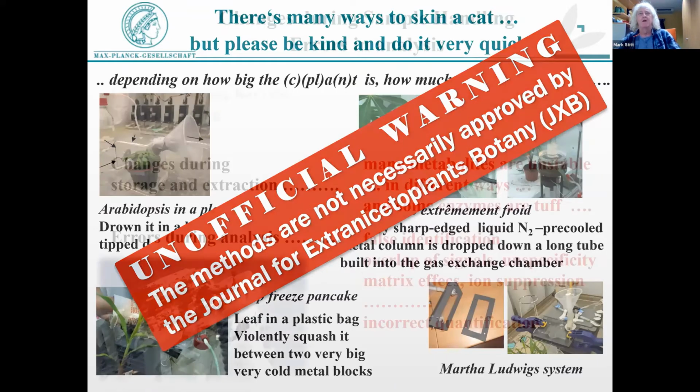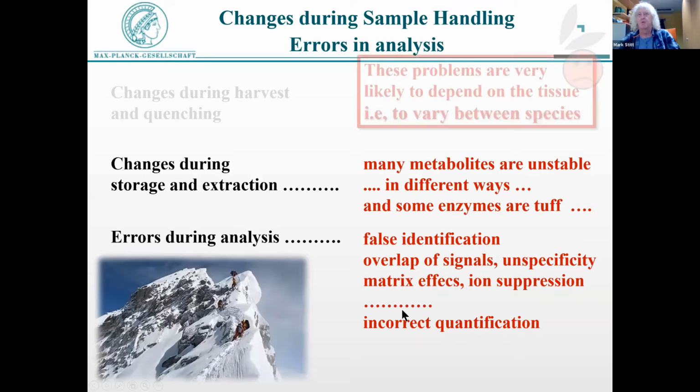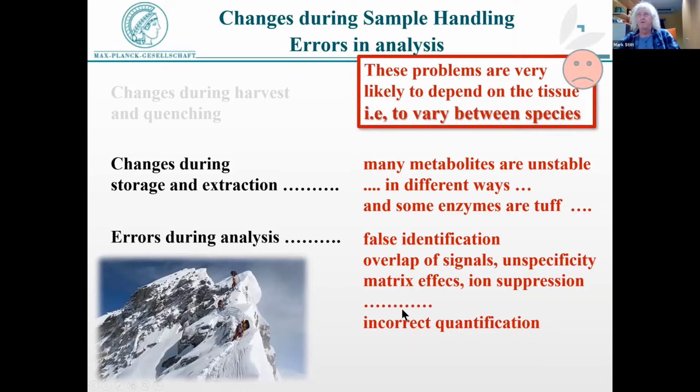No guarantee. Now, other problems are during extraction and analysis. Many metabolites are unstable. For example, a very simple example, sucrose is acid labile. So if you have a period of time in a weak acid, it's going to turn into glucose and fructose. Some enzymes are very tough and survive treatments, and there are false identification of metabolites, overlapping signals, unspecificity, matrix effects, ion suppression, and so on and so on. These may well differ depending on the tissue, but also on the species.